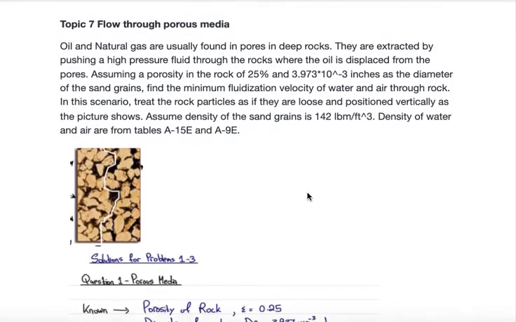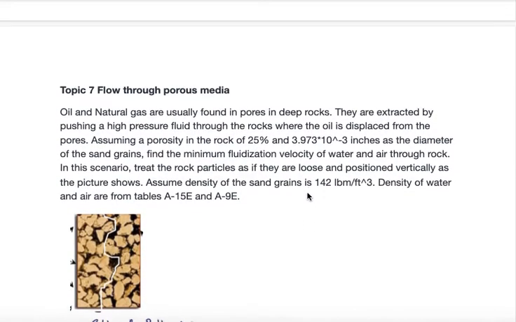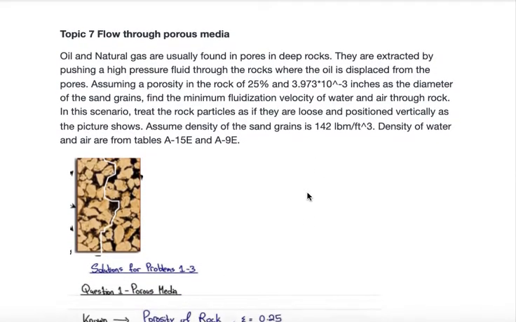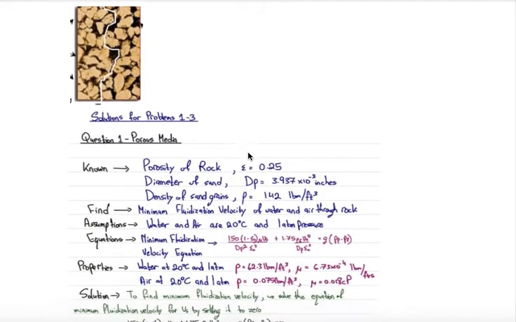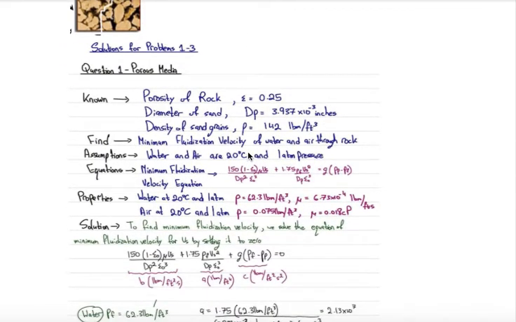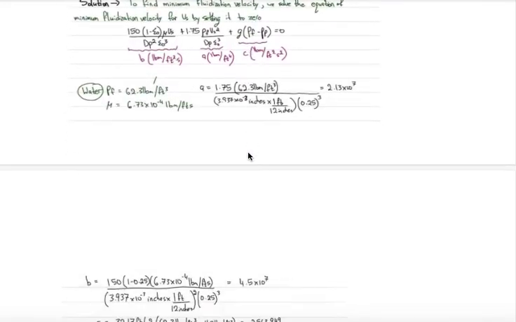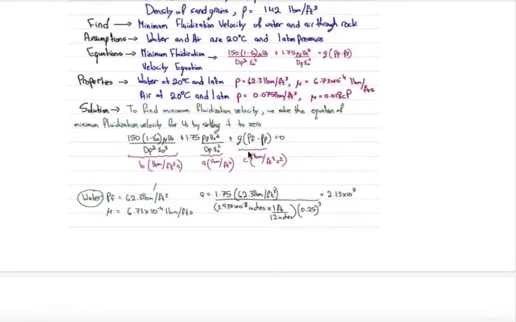Right away, we know this is porous media as it's flowing through porous rock, and it's calculating the minimum fluidization velocity. And based off the assumptions present, we can treat it that way because the rock particles are loose and positioned vertically. The equation that is going to be present is the minimum fluidization velocity equation, and when we set that equal to 0, we can calculate for the velocity for each component. And we know the water density, we know air's density, and then we start solving for it.